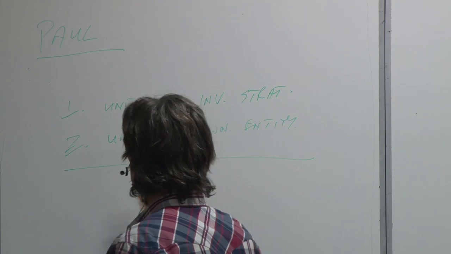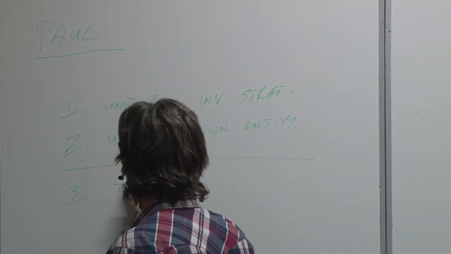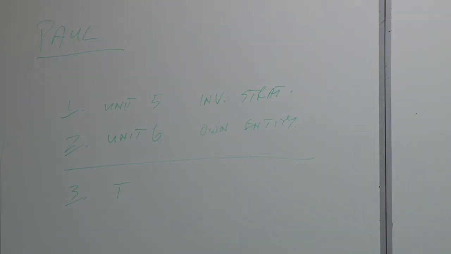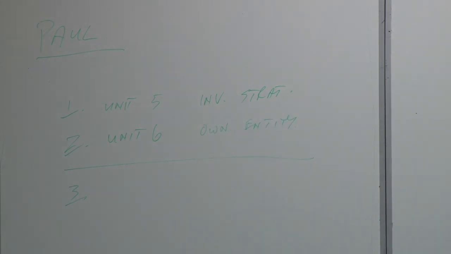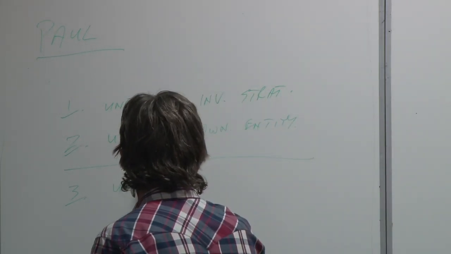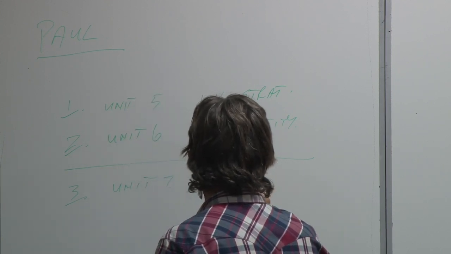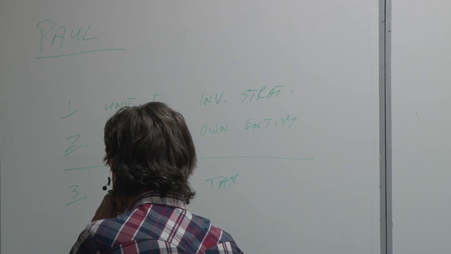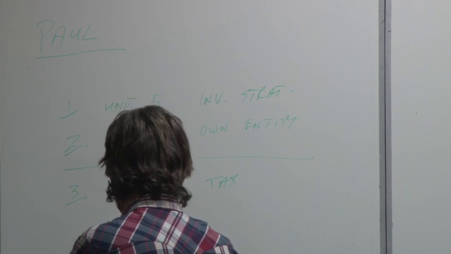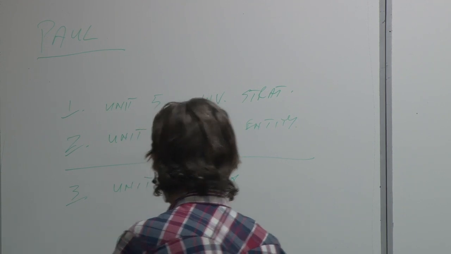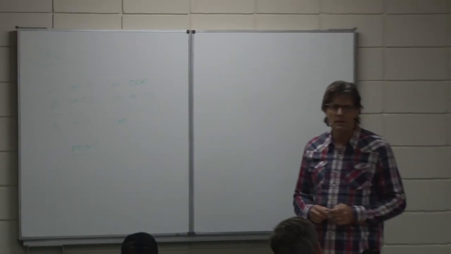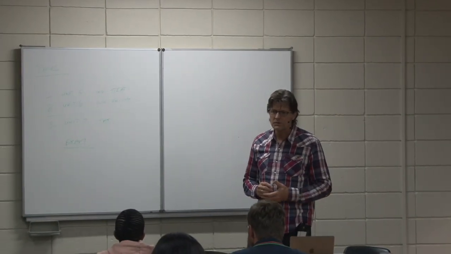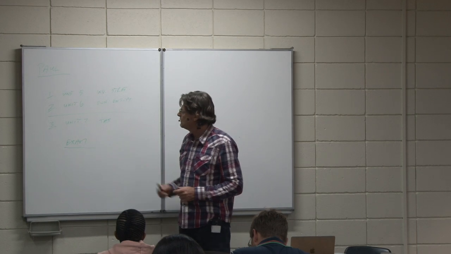Then we're going to have a break. And then we're going to do Unit 7, which is tax. And then we'll close off by discussing the exam. We'll discuss the exam in a little bit more detail. I'll give a broad outline of what the exam is going to involve, and I'll place it on Blackboard. But we'll go into a little bit more detail about the exam.